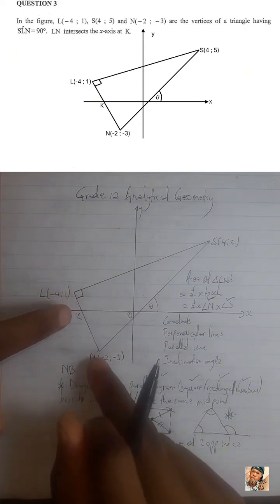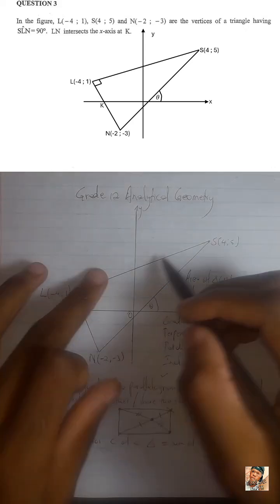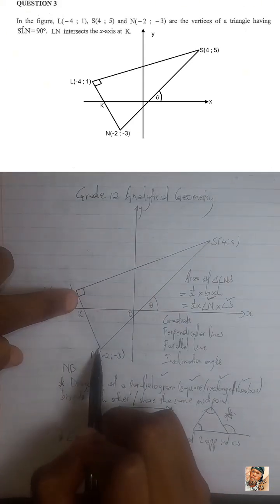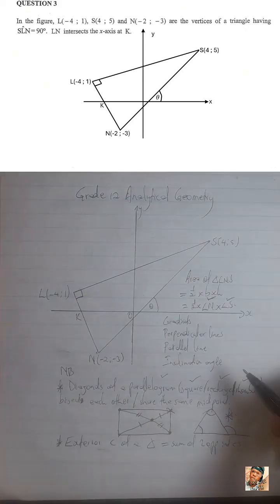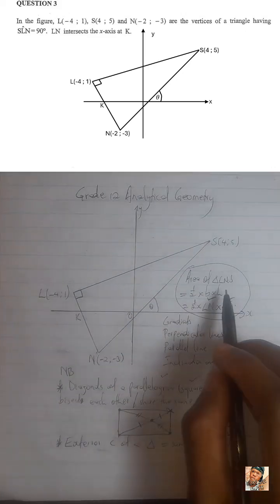because we have the coordinates of L and N. We also have the coordinates of L and S. Therefore, we can find out the length of LS and the length of LN, and then substitute them here to find the area. So that is one thing that we have to expect to be asked in this question. It is possible for us to determine the area.